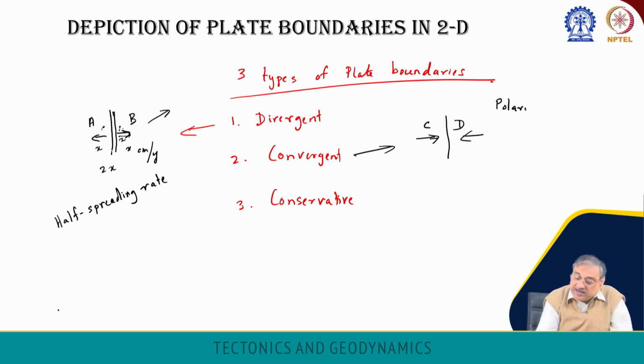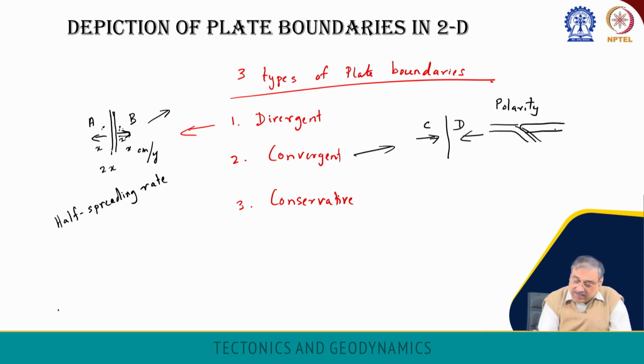There is a polarity associated with subduction zones, which is not the case with a mid-oceanic ridge. That is, the two plates are not identical. In the case of a subduction zone, one has to be subducting, the other has to be overriding.